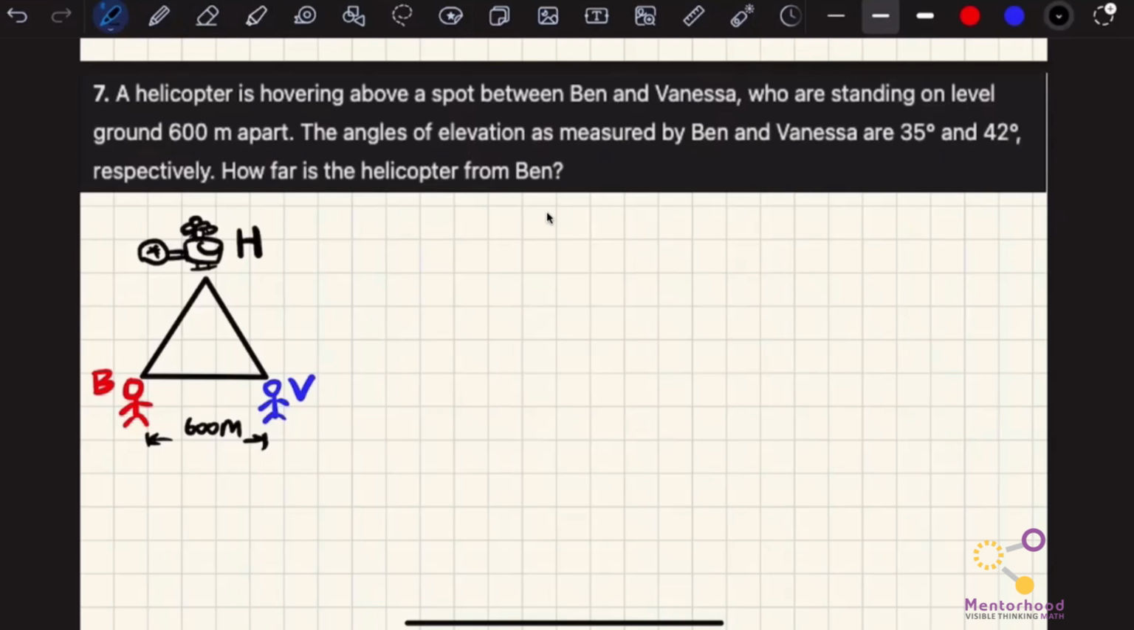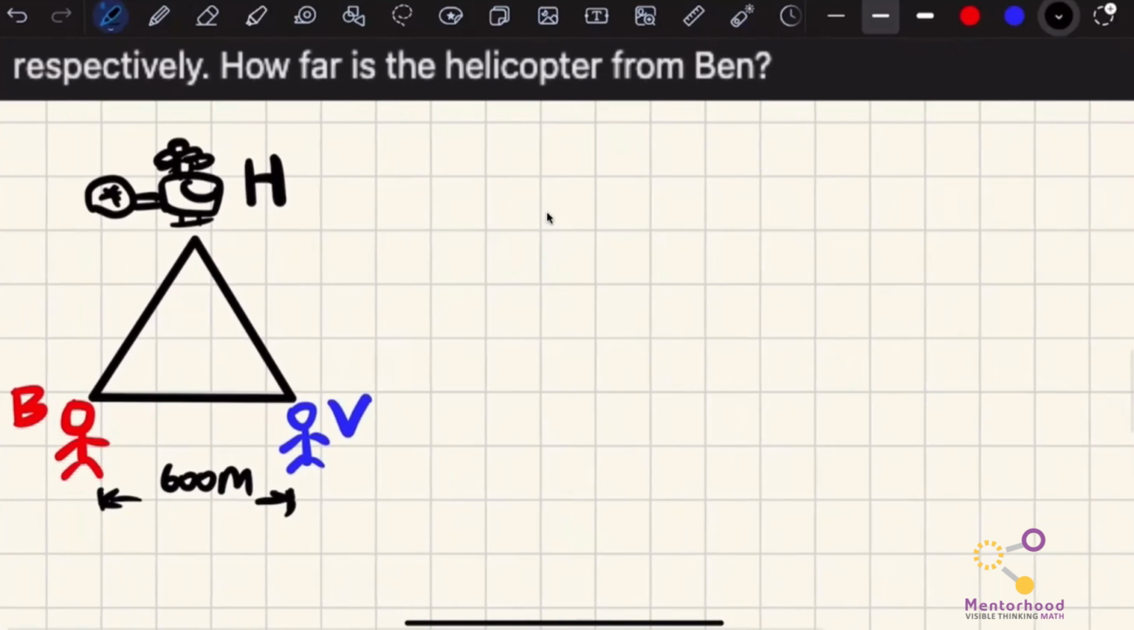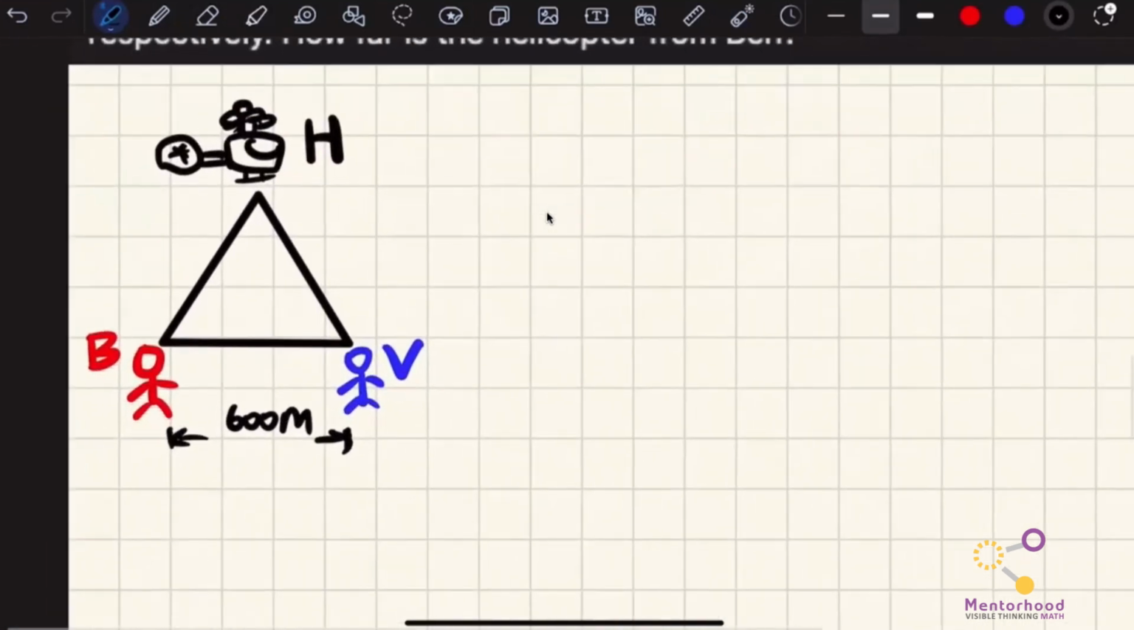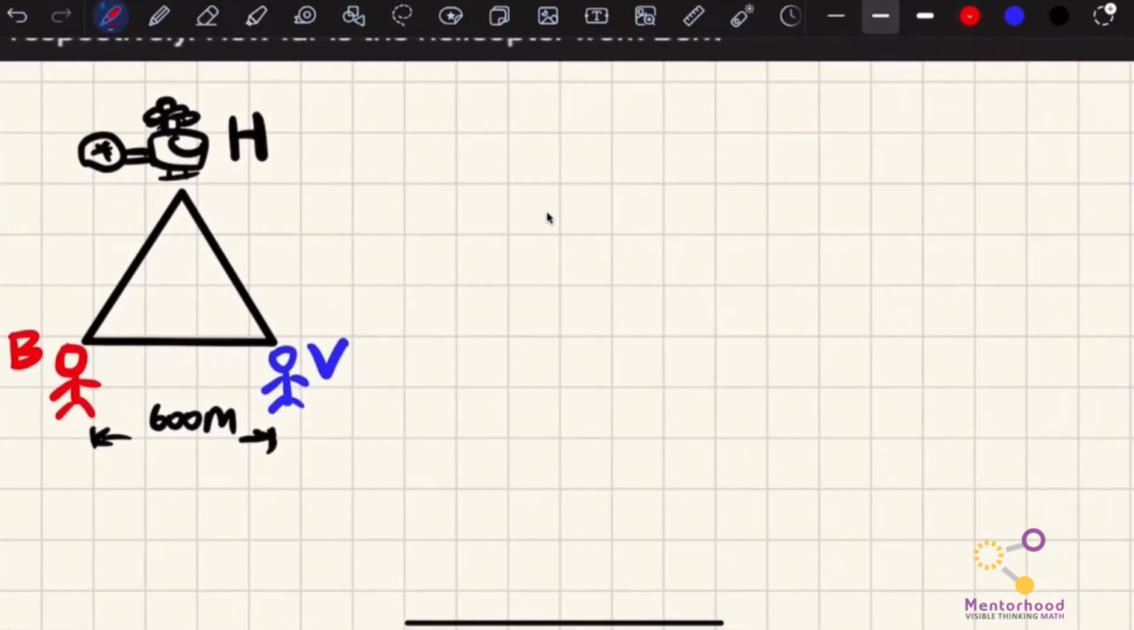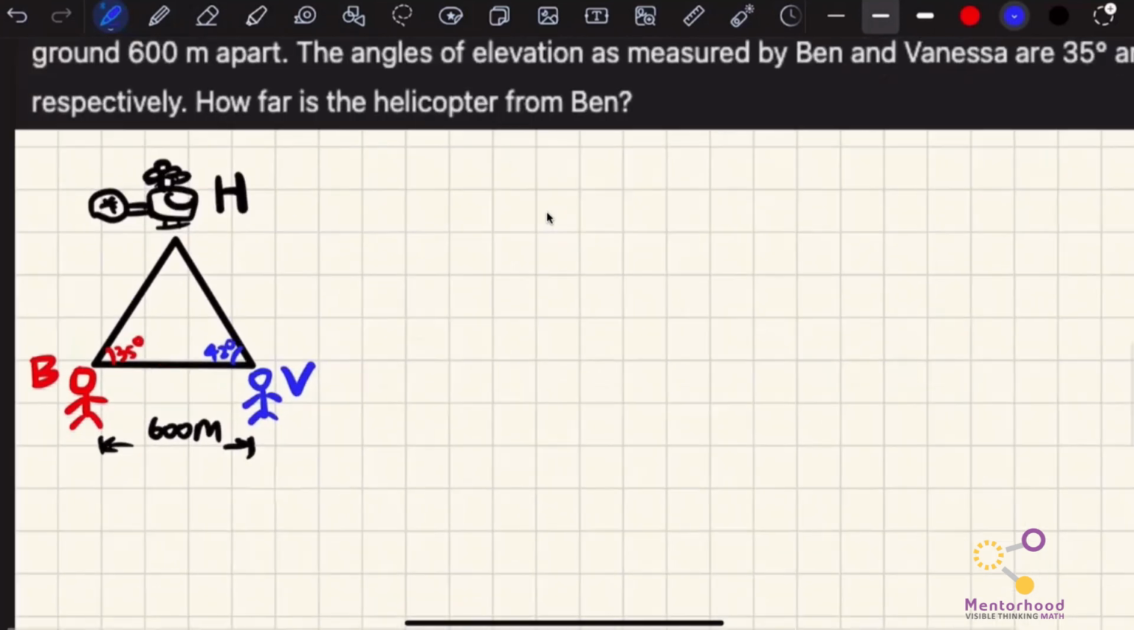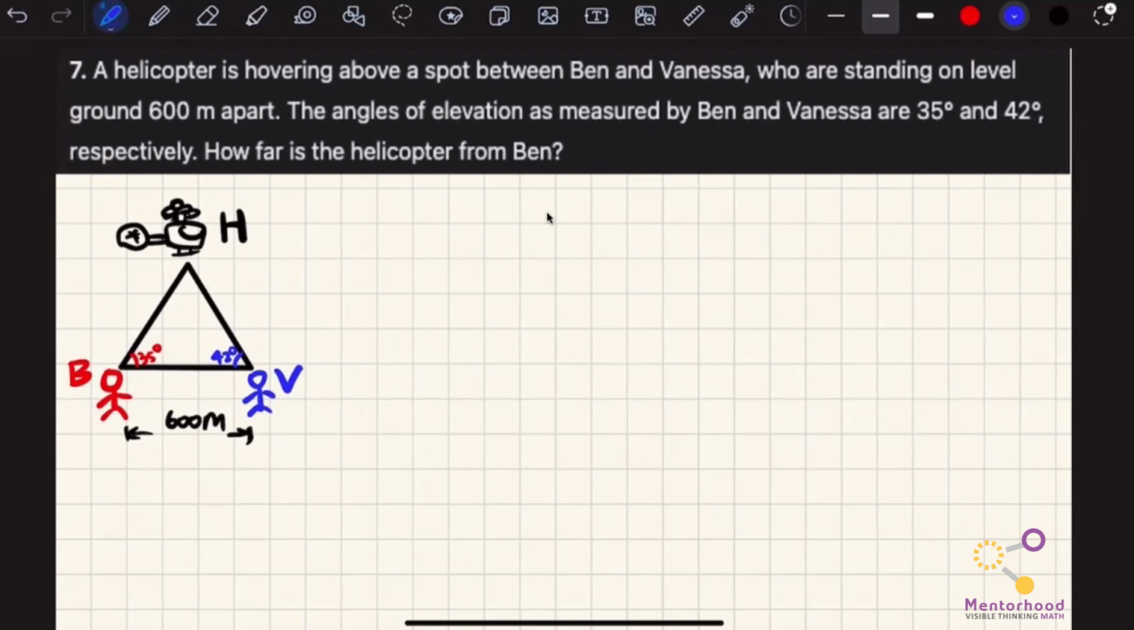All right. Now we have two angles, right? For Ben, it's going to be 35 degrees. Vanessa is going to be 42 degrees. So we put 35 for Ben and 42 for Vanessa. All right, there's one angle we don't know. We can figure that out.